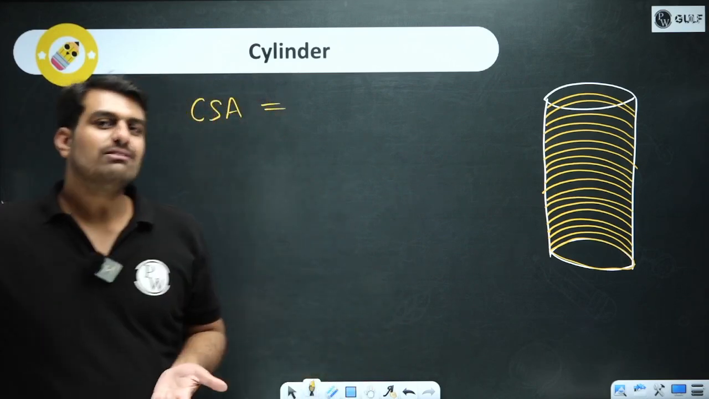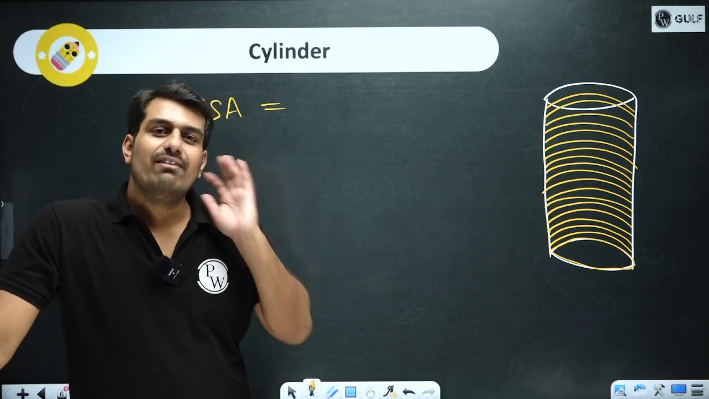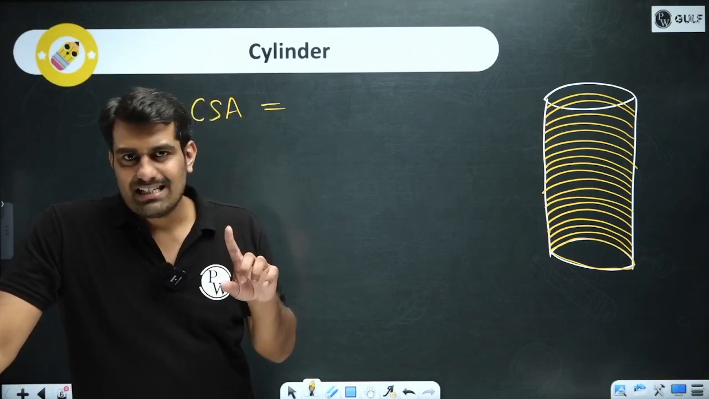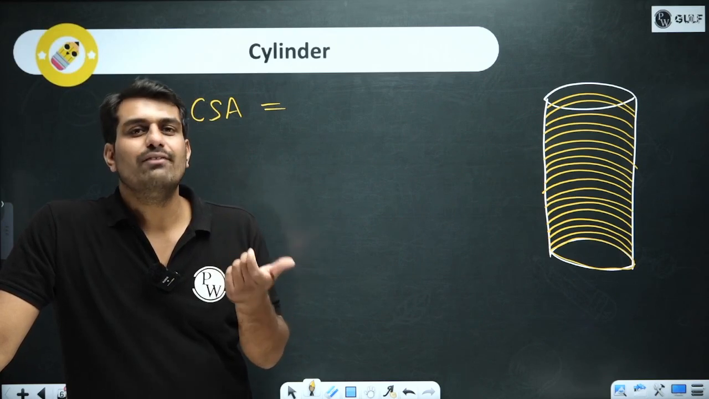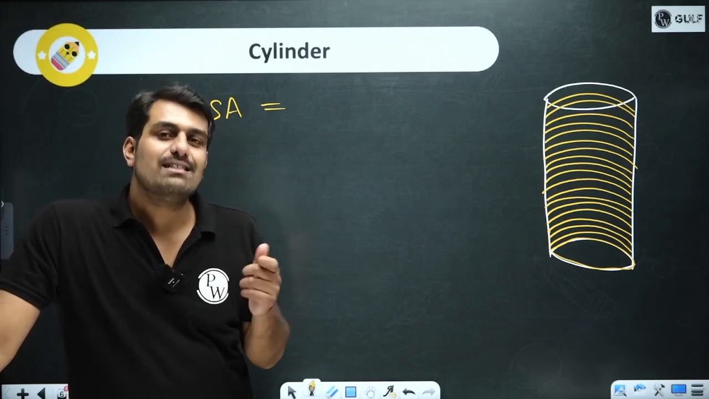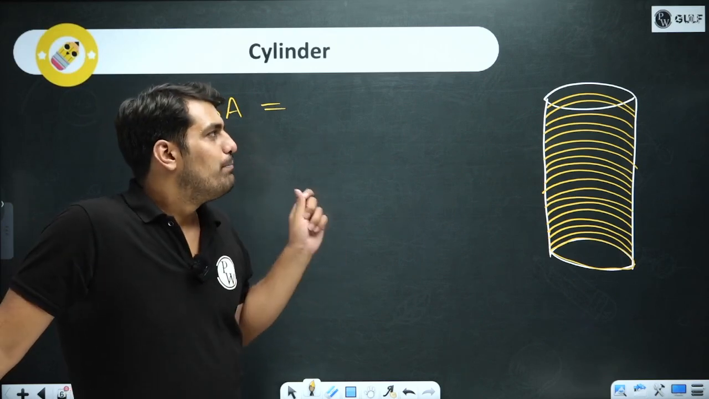Now, we are talking about the curved surface area. What will the curved surface area be? See, for one circle, what is the area? For the one circle, we have the area pi r square.